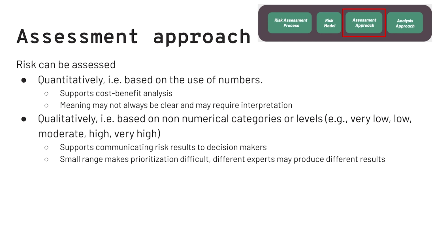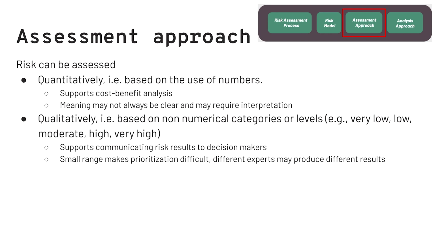But then at the same time, you cannot really prioritize if you use non-numerical categories, right? If you have many high ones, how do you select one over the other? Also, different experts may say, for me it's moderate, for the other one it's high. So different people may produce different results. So it makes prioritization difficult, and also makes comparison difficult.